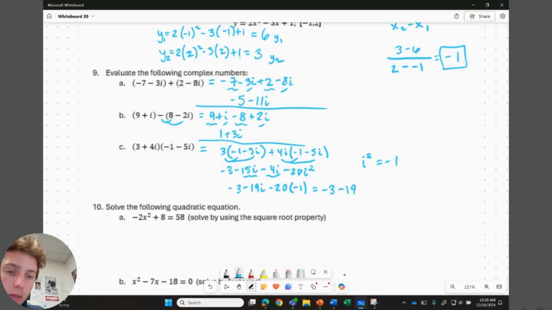And all that's going to do is multiply the negative 1 with the 20, giving me plus 20. Well, when you do that, that gives you new like terms. Negative 3 plus 20 now gives me 17, and the 19i is still there. Now I have my final answer.